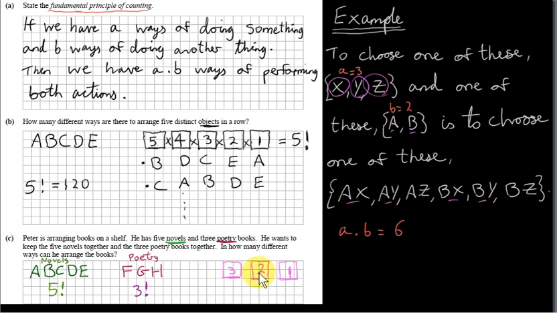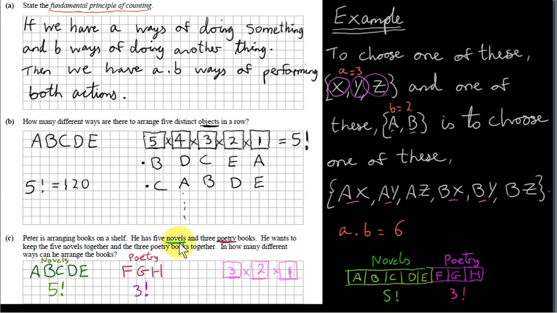So we apply the fundamental principle of counting. Well, it's actually extended to more than 2 things. Here the fundamental principle of counting refers to doing 2 things. We're doing 3 things here. But we just extend this. What we do is we multiply these ways together. And we get 6. 3 factorial is 6.